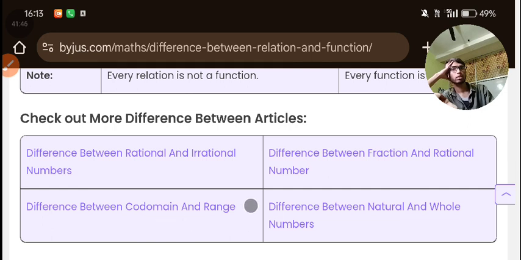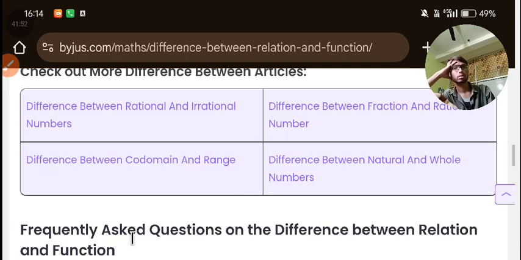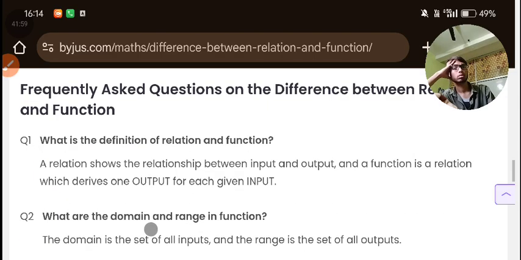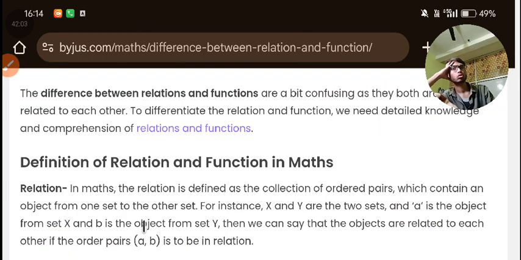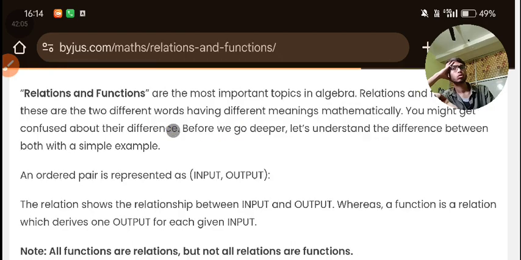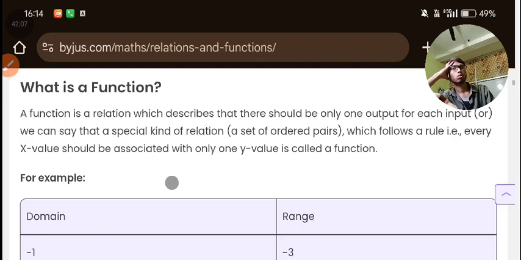Check out more difference between articles: difference between rational and irrational, difference between function and rational function, difference between codomain and range, difference between natural and whole number. Let's explore it.